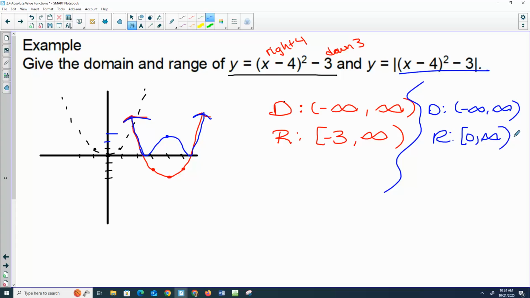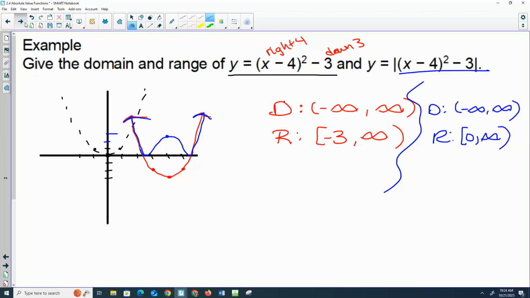Was the graph required on that? Not really. You could have gotten it without if you knew what those transformations were, and just knowing that the absolute value makes it positive. Any questions there?